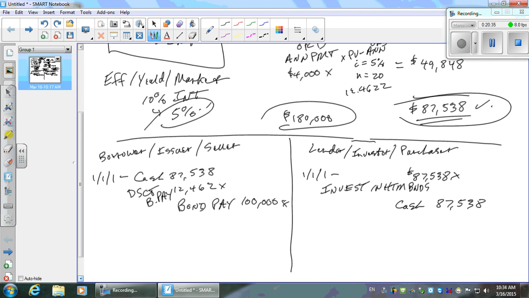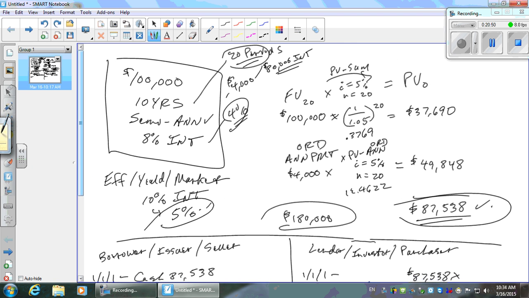So then what's going to happen? 6 months goes by, guys. 6 months goes by. What do you think? Guess what happens? Look at the bond. What happens on that bond? Every 6 months, what happens? There is going to be interest of how much paid? Somebody said it. How much is it? $4,000. Everybody agree?